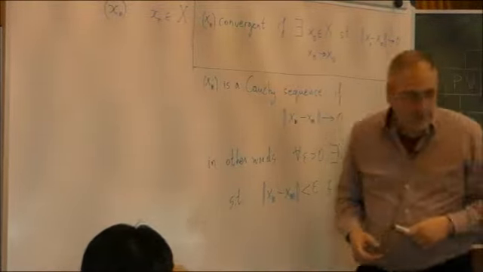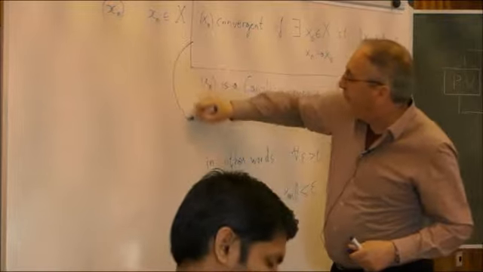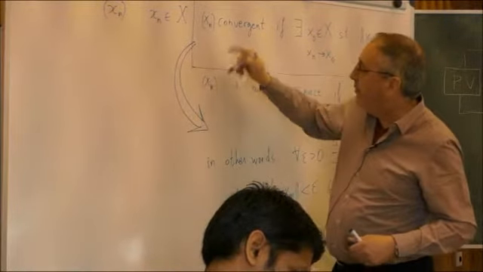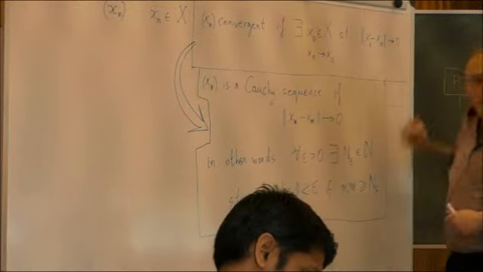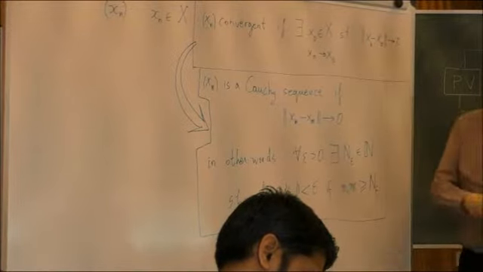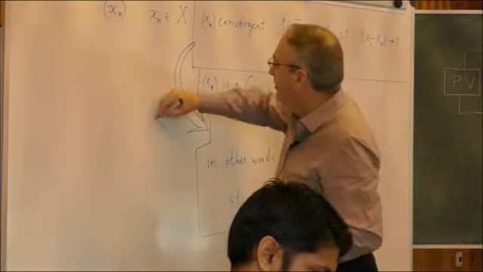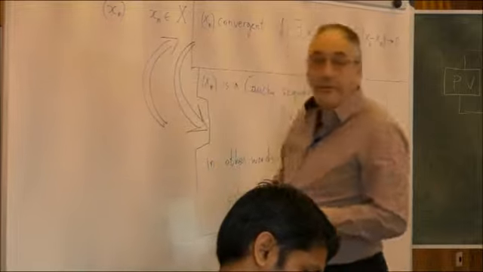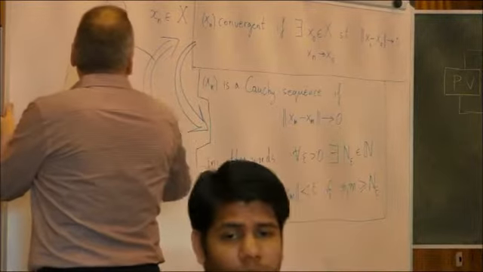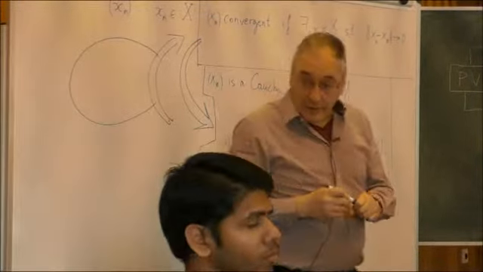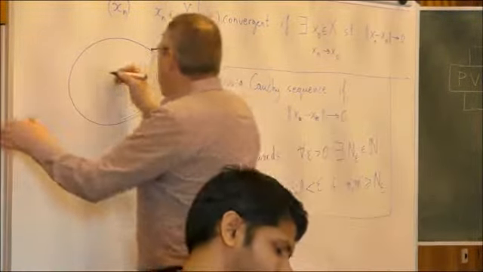Now it is very easy, and I leave it as an exercise to prove it, that any convergent sequence is a Cauchy sequence. The other direction is in general not true. So I put an arrow, and I specify that the opposite direction is in general not true, but if it is true, then the space is called a Hilbert space.